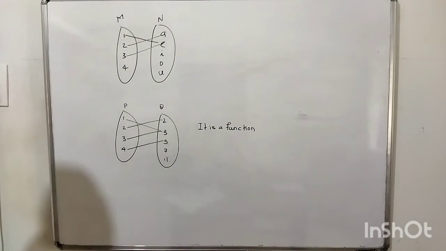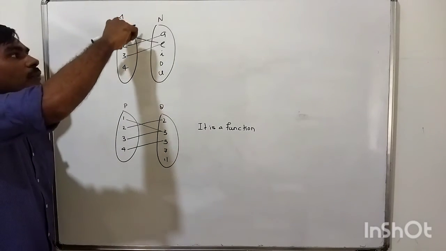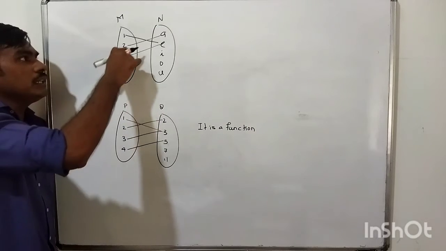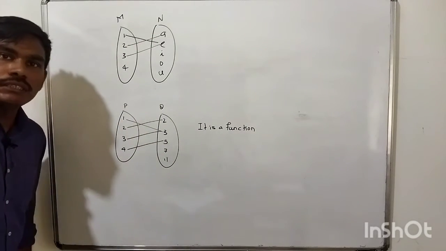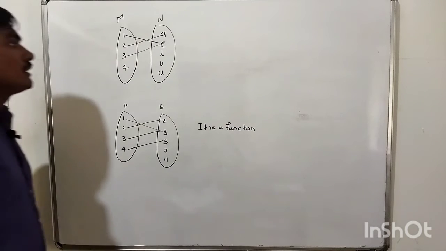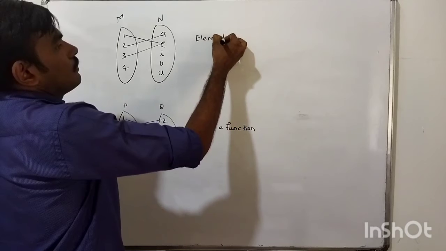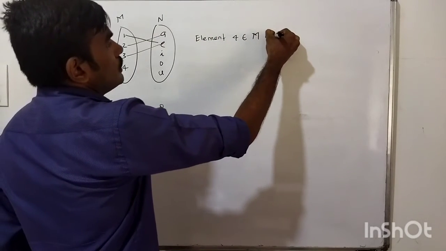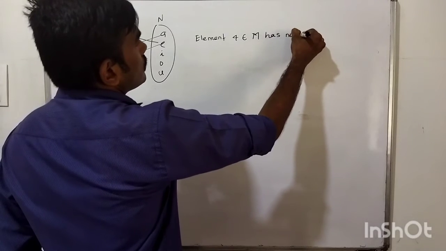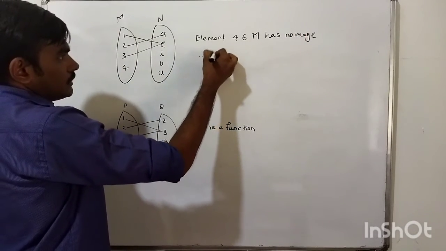Now see, element 1 has one image, element 2 has one image, element 3 has one image, but element 4 has no image here. So this cannot be said as a function. Element 4 belonging to M has no image. Therefore, it is not a function.